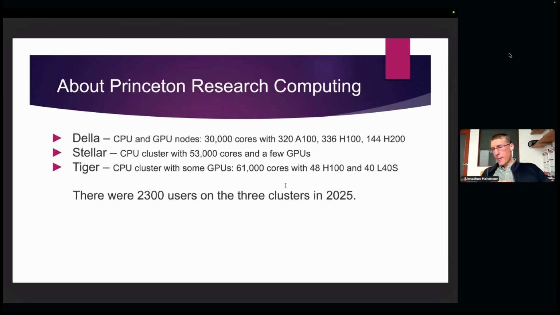So before I present the numbers as to how many emails we're sending out and how much waste we're seeing, I just want to let everybody have a sense of what our systems look like. And so today we have 3 large systems. Della is about 30,000 cores, and it has about 800 GPUs. Stellar is principally a CPU-only cluster. And then Tiger is, again, largely CPUs, 61,000 CPU cores, and then a small number of H100 and L40S. And we had 2,300 users on those systems in 2025.